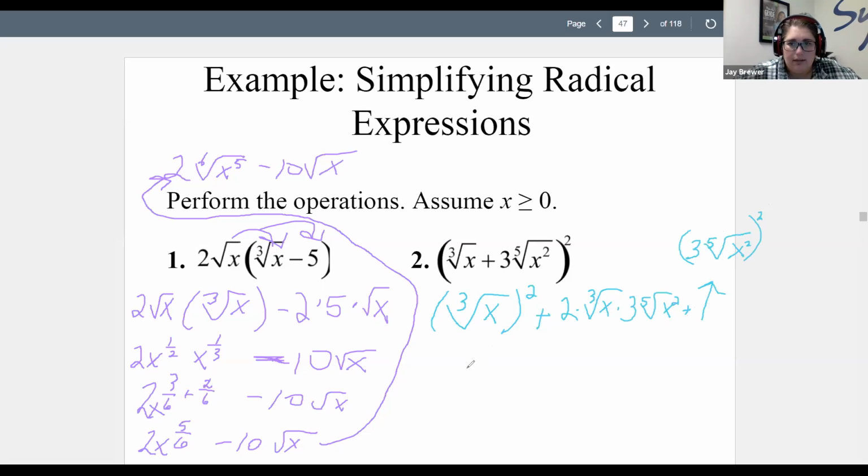I hope you guys can see that. All right, so the cubed root of x squared, the square is actually going to come in to be with the x. So it's going to be 3x squared. And you can write that in fractional form if you need to prove that to yourself, but that's how it works out.